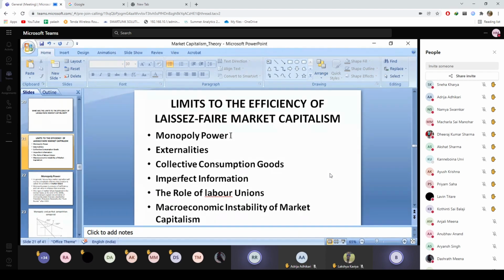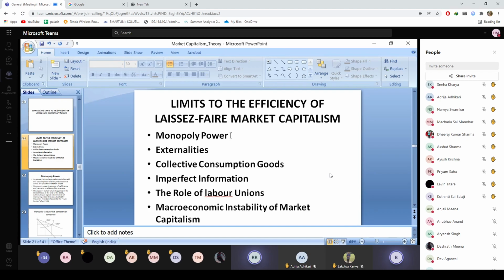The second limit to the efficiency of laissez-faire market capitalism is externalities. Now here externalities is again a very powerful limit that actually hinders the way the market functions, and it also causes market failure, and that we will look at, where economy-wide lots and lots of market failure events and evidences are there, and we will basically try to capture from pollution to technological diffusion and climate change and other issues.